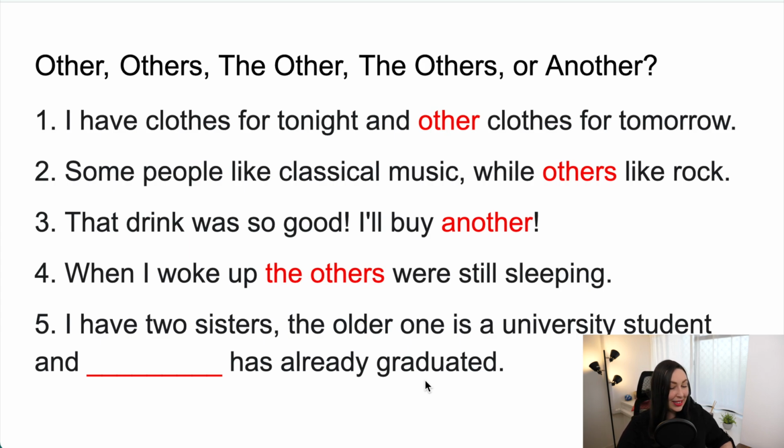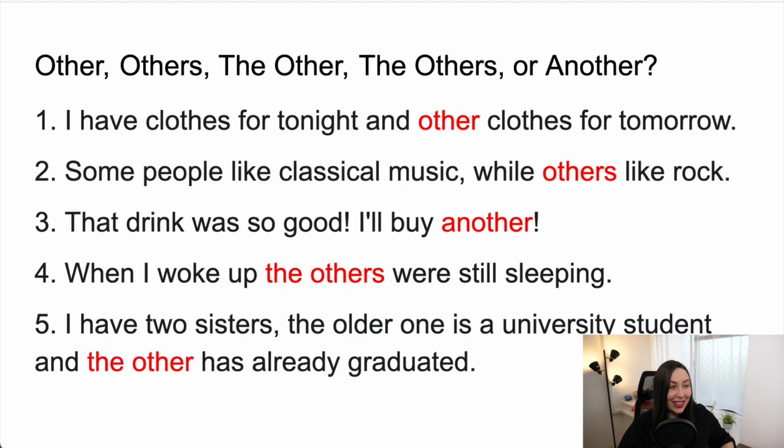All right, the answer to number 5, the last one, is the other. So we're referring back to the previous information, two sisters. So we have two sisters, and for some reason I wrote the older one is a university student and the other has already graduated. So I think I meant to say the younger one. So I apologize for the mistake here. The younger one is a university student and the other has already graduated. Okay, so the other is referring back to the additional sister.